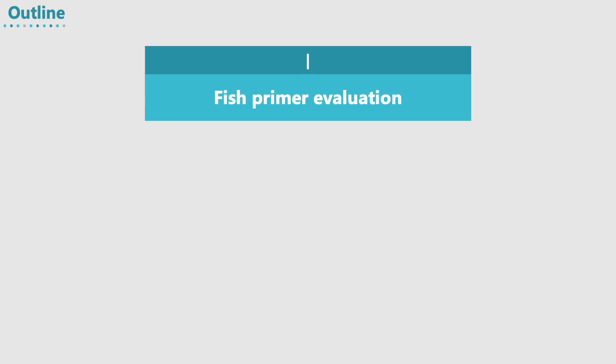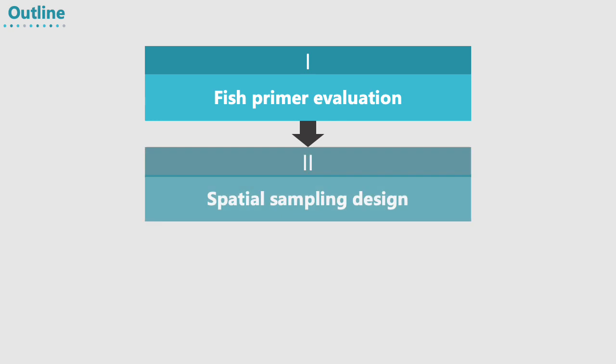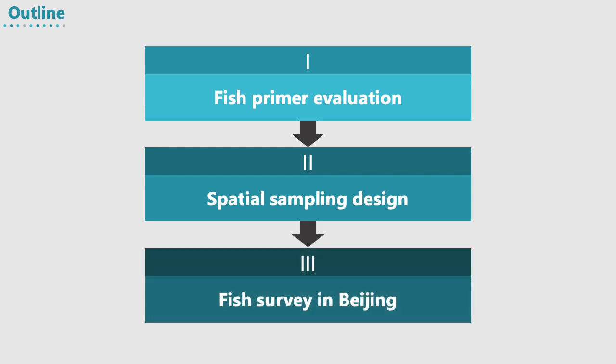So, we first evaluated fish metabarcoding primers both in silico and in vitro, and designed a shoreline and interior grade sampling method to test for efficiency. Finally, we conducted a fish survey in Beijing based on eDNA after method validation.